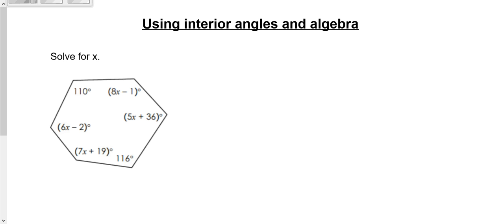Now, first of all, I like to notice how many sides this figure has. We have 1, 2, 3, 4, 5, 6. We have a six-sided figure, which is a hexagon. So if we were to first find the sum of the interior angles, which is n minus 2 times 180, we know it's 6 sides.